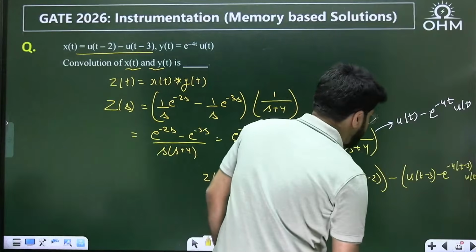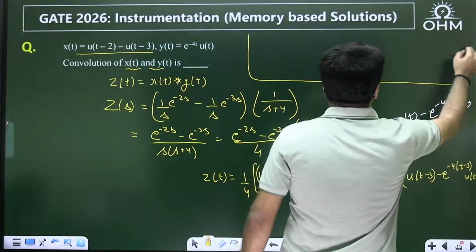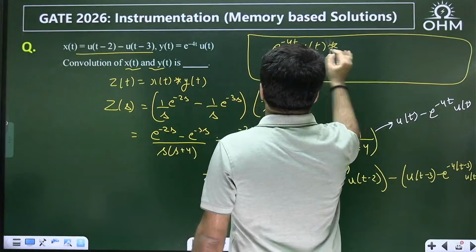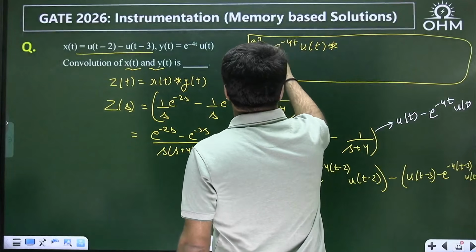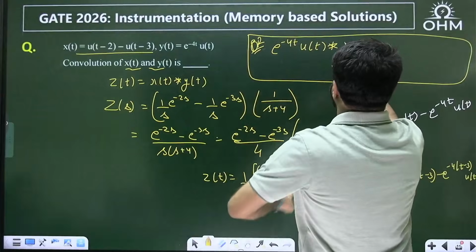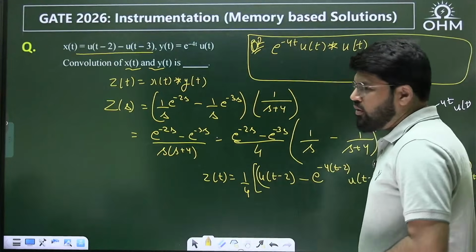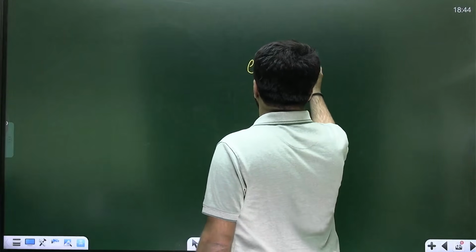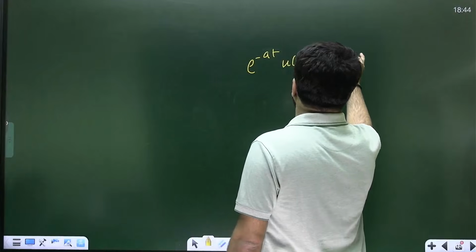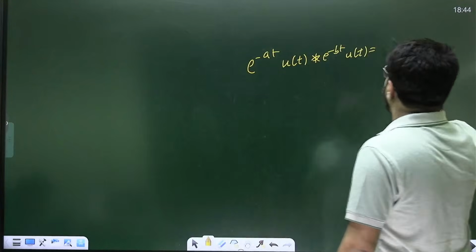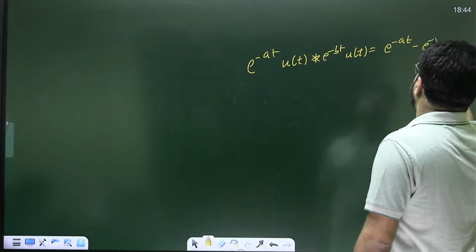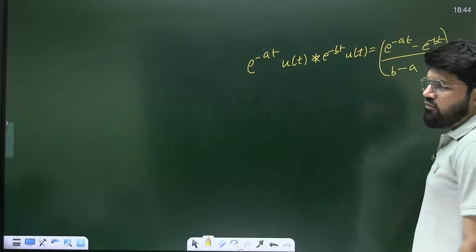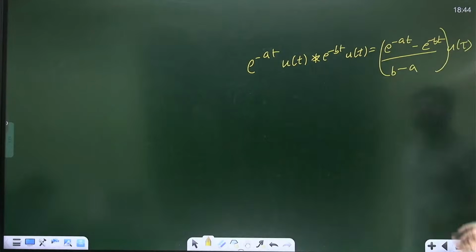Otherwise, if you want, you can also go for this approach, another way of dealing with this. By using one of the standard results, e^(-4t) u(t), convolution only with u(t). Why? Because if you remember, one of the standard cases, e^(-at) u(t) convolution with e^(-bt) u(t) is given by what formula? (e^(-at) minus e^(-bt)) divided by (b minus a), into u(t). When both are right-sided exponential signals, we can directly use this one.